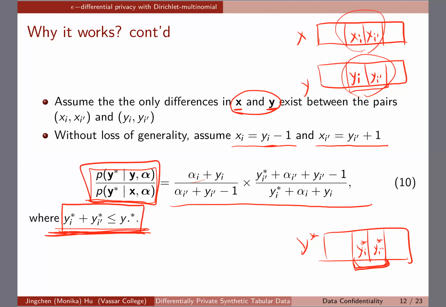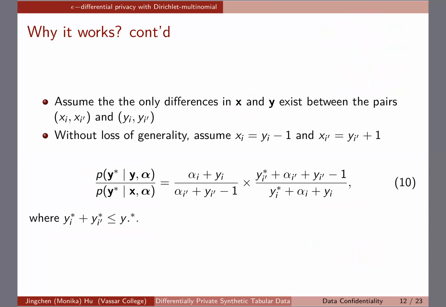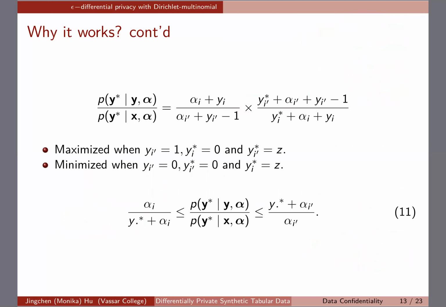Okay. All right. And lastly, we are able to show that this particular ratio is maximized when yi prime is 1, yi star is 0, and then, oops, sorry about that. This should be y star. I will correct that. Sorry about this.